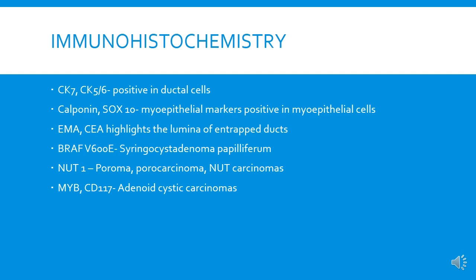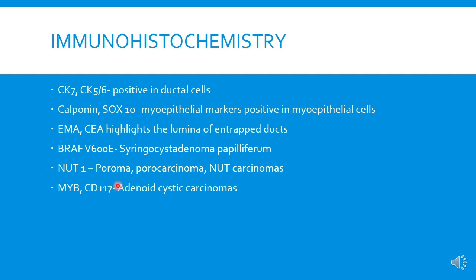What are the immunohistochemistry markers that will help in case of eccrine and apocrine tumors? There are a few which we saw with each entity. However, CK7 and CK5/6 are positive in ductal cells that are entrapped in between the sheets of blue cells. Calponin and SOX10 are myoepithelial markers which are positive in the myoepithelial cells in the periphery. EMA and CEA help to highlight the lumina of entrapped ducts which are difficult to pick up in case of any doubt. BRAF V600E, to once again recapitulate, is positive in syringocystadenoma papilliferum.